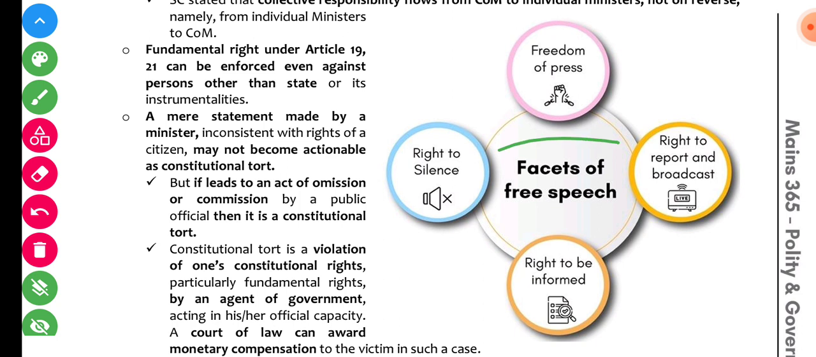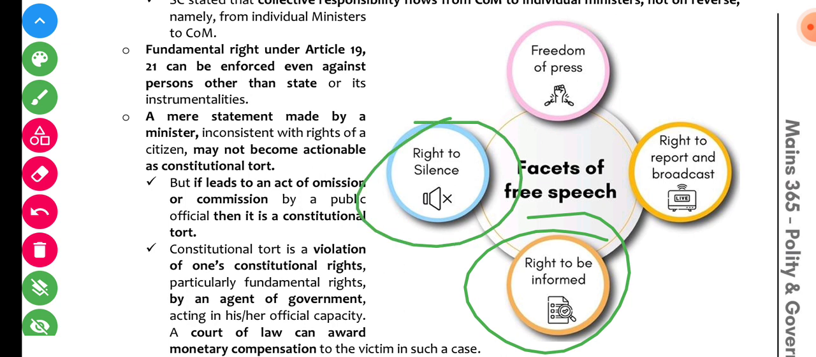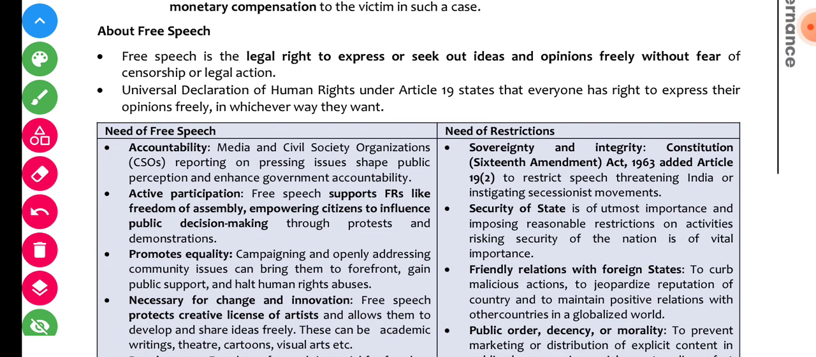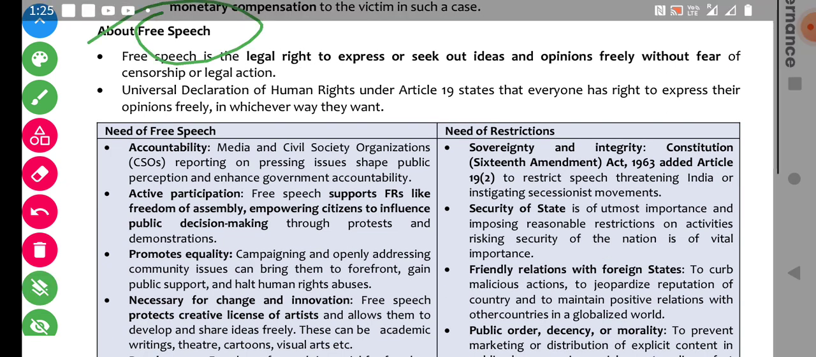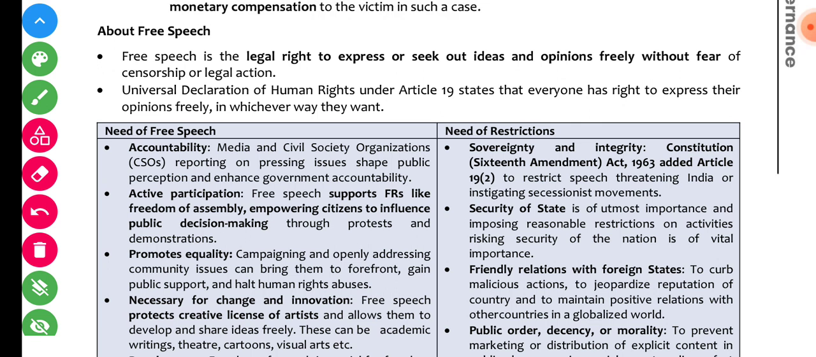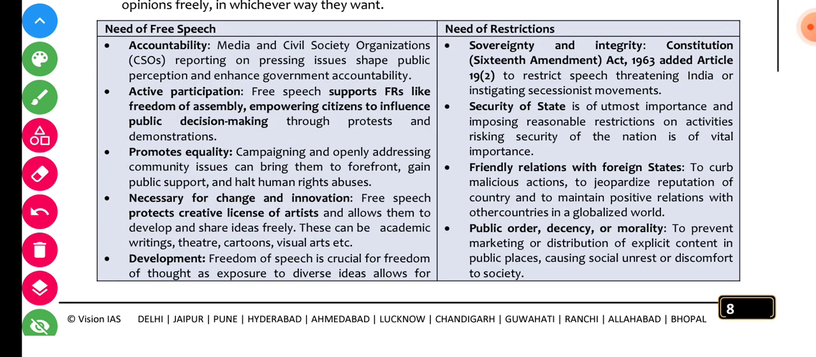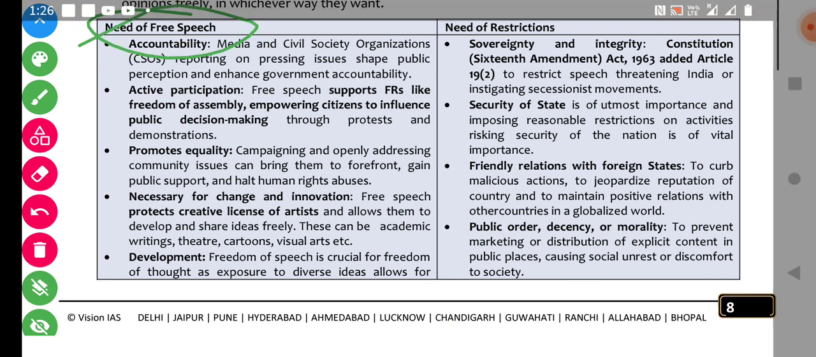Okay, and what are the facets of free speech? Under this, there are four facets of free speech, that is freedom of press, right to report and broadcast, right to be informed, and right to silence. So these are the facets of free speech. And what is free speech? Free speech is the legal right to express or seek out ideas and opinions freely without fear of censorship or legal action. The Universal Declaration of Human Rights under Article 19 states that anyone has the right to express their opinions freely in whichever way they want. Now, the need for free speech and the need for restrictions.